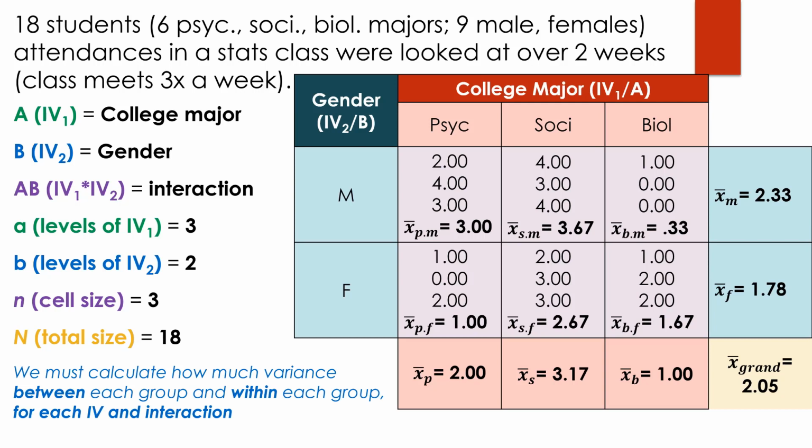So what we need to do is calculate the between group variance and the within group variance, and we need to do that for each independent variable and the interaction. So the factorial ANOVA, just by necessity, is going to be longer because we have more variables that we need to work with.